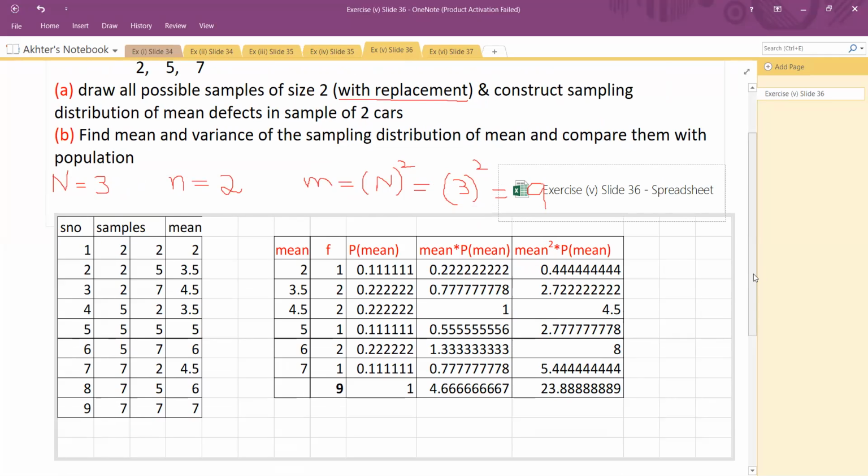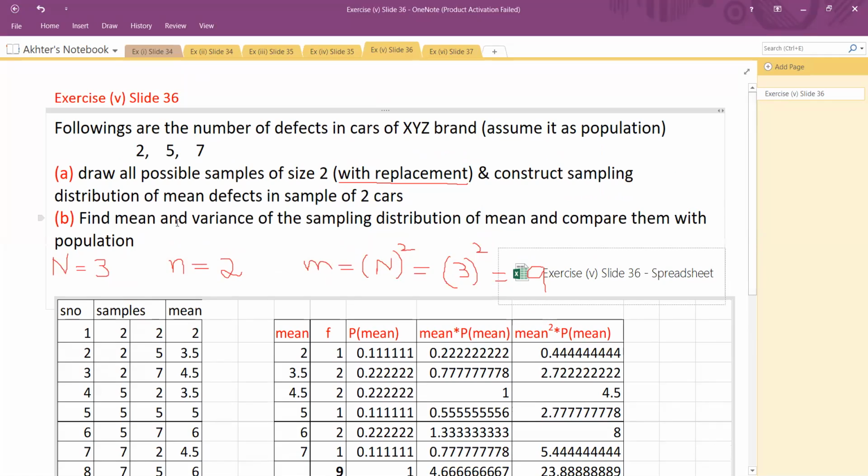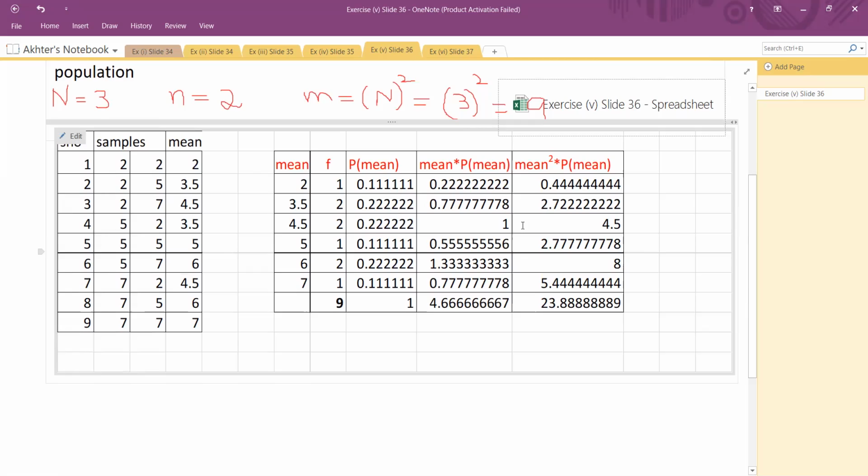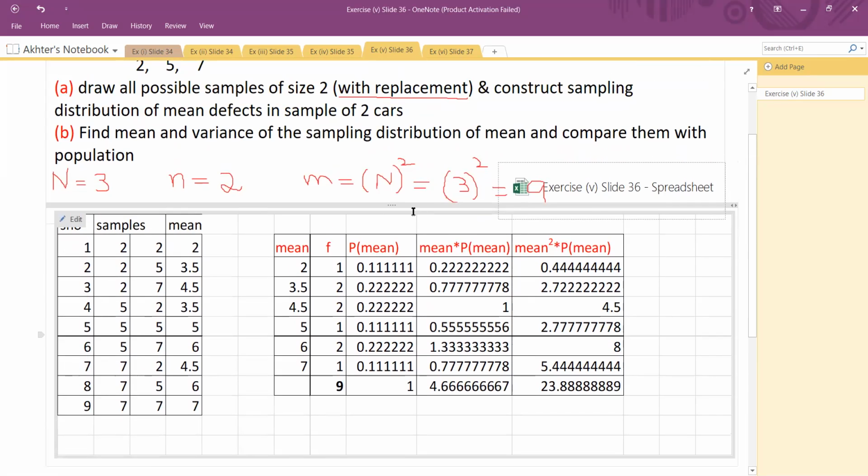Now what is to be done? We have to verify the mean and variance of the population. We have to calculate the mean and variance of the population, then verify the sampling distribution of mean compared to the population mean, and the variance of the sampling distribution of mean to be compared with the population variance. The population mean and population variance can be computed in Excel. So I am again using Excel for this purpose.